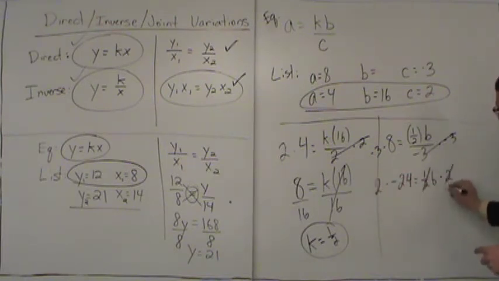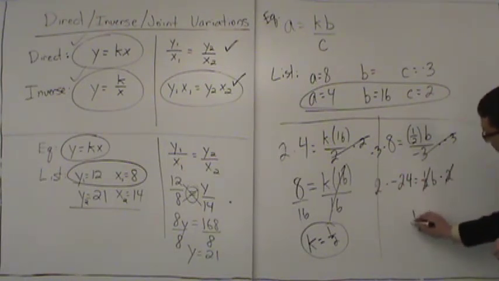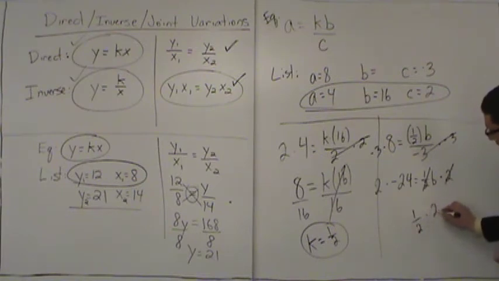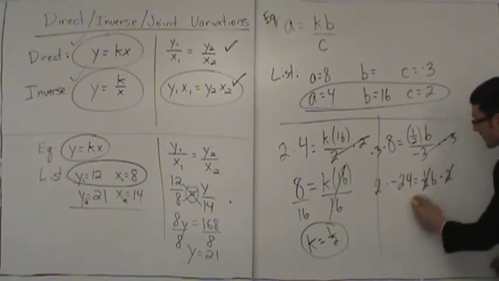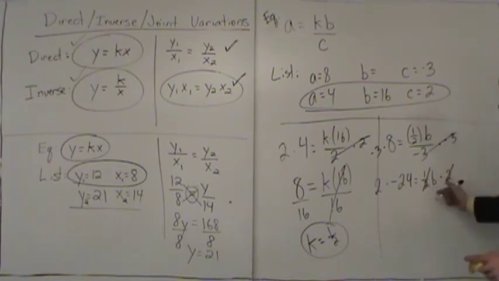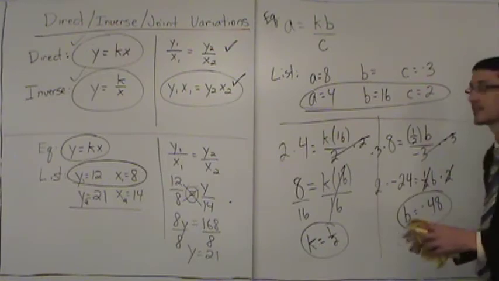The 1 half and the 2 cancel. You say, what? Hold on. What did we learn earlier this year? 1 half times 2. Isn't this 2 over 1? Doesn't that give 1? 1 half times 2 is 1. This is the multiplicative inverse property, guys. So you multiply by the reciprocal. If you have 1 half multiplied by its reciprocal 2, they cancel. We get B equals negative 48. Okay, hopefully that was clear.